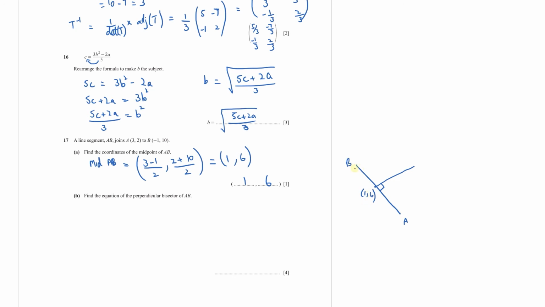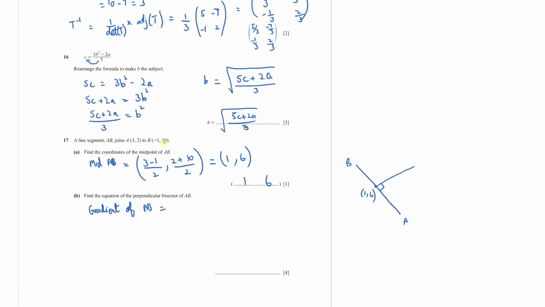I know the coordinates of A and B, so I can find the gradient of AB. And since this is a perpendicular bisector, I can find its gradient because we know that for two lines that are perpendicular, the product of their gradients is -1. Once I have the gradient, and I also have a point on the perpendicular bisector, I can easily find the equation. So let's first find the gradient of AB.